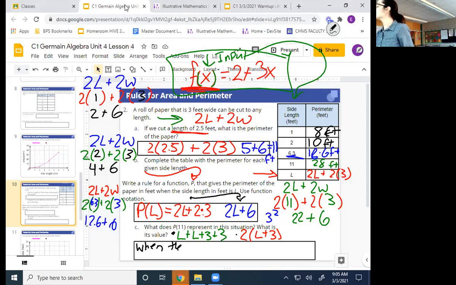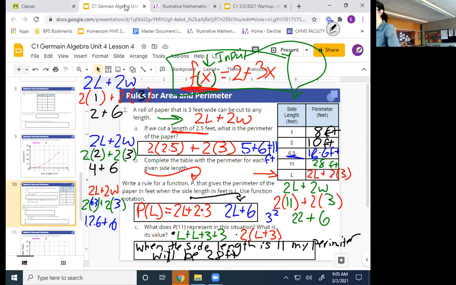When the side length is 11, what's my perimeter going to be? The perimeter is going to be 28. Very good. And my perimeter will be 28 feet. So P of 11 does not mean 11 feet, that's not what it's equal to.